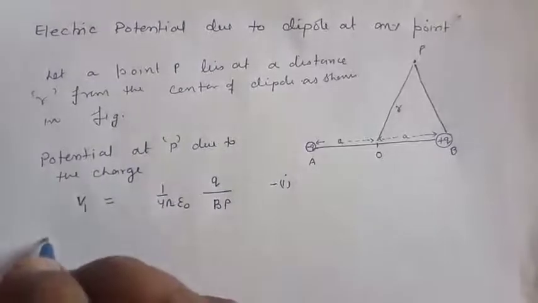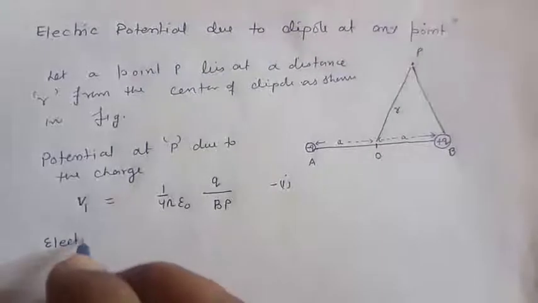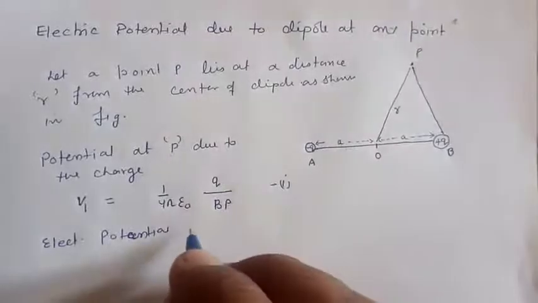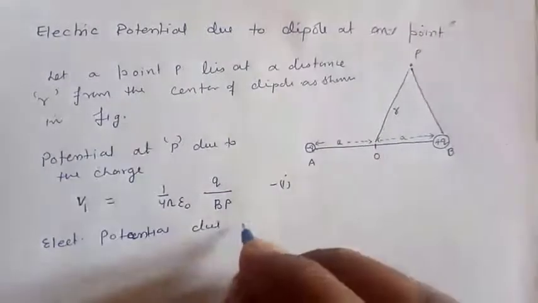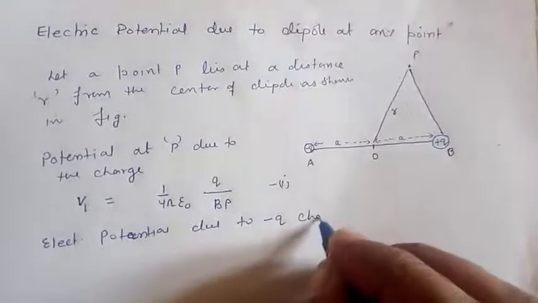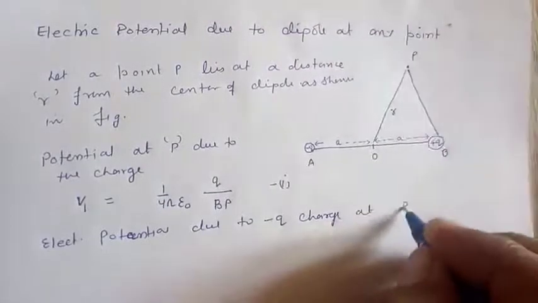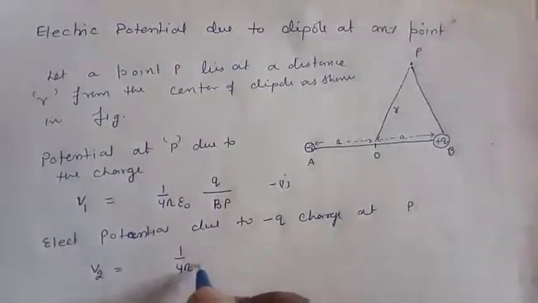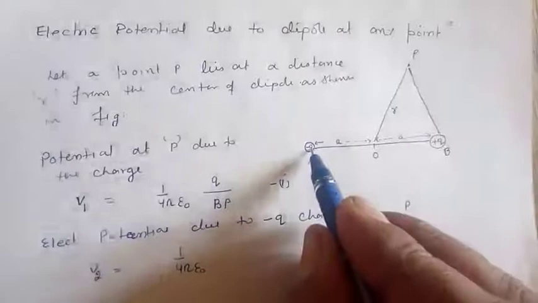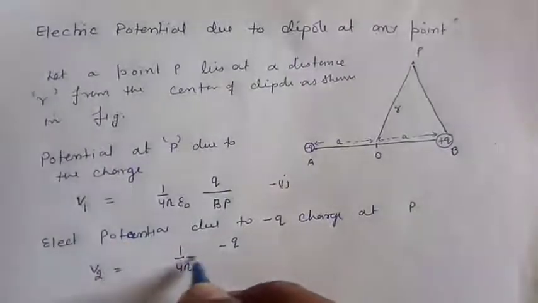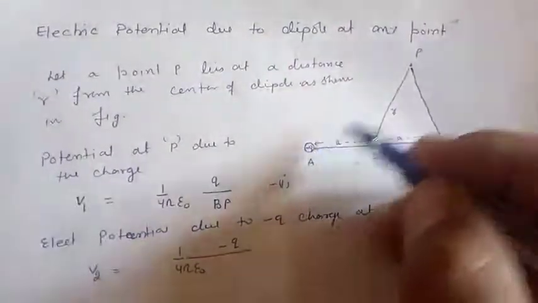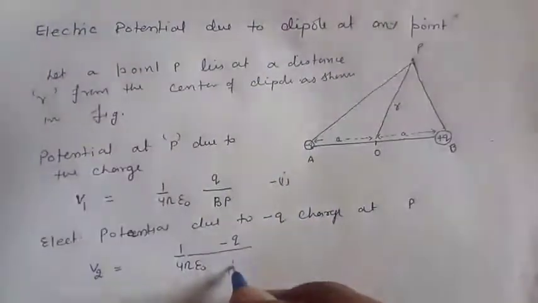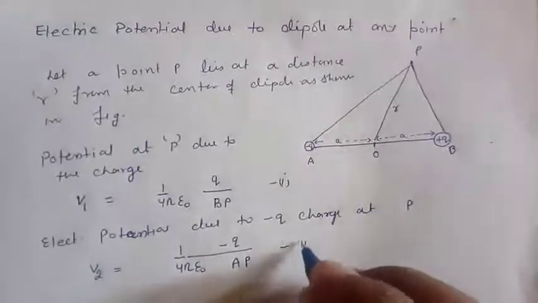Similarly, electric potential due to negative charge at P, let it be V2. So 1 upon 4 pi epsilon 0, source charge is minus Q, upon distance between the source and observation. So this distance, join these points, AP. Let this be equation number 2.